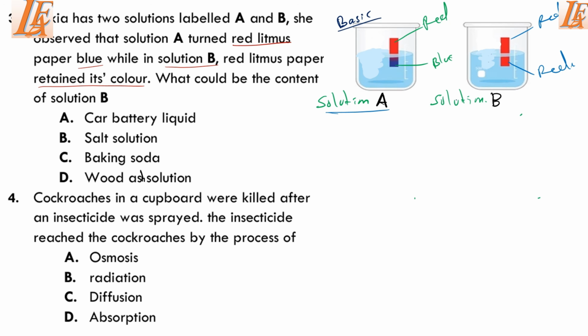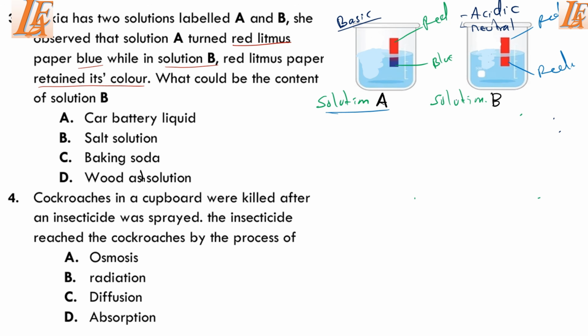But for solution B, we have 2 possible natures of solutions that can make the red litmus paper retain its color. One is an acidic solution. So in solution B, it can be an acidic solution because a red litmus paper in acidic solution retains its color, which is red. Another one is a neutral solution. So in this case, we can also have solution B as a neutral solution because in a neutral solution, a red litmus paper retains its color. So in this case, the nature or the content in B is either acidic or a neutral substance.